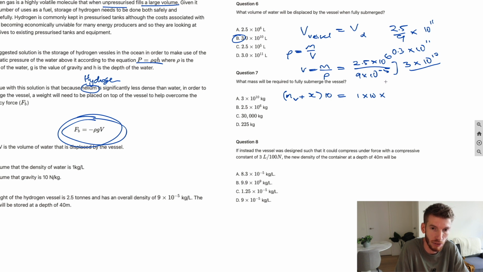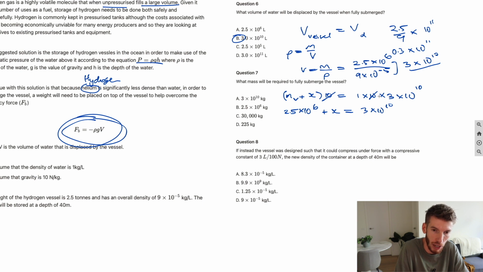And then the volume now of the water that's being displaced, because that's what V represented, we know is 3 by 10 to the 10. Like that. So already I can cancel out the 10s. And then I know that the mass of the vessel was 2.5 by 10 to the 6, right? Plus X. And 1 times 3 by 10 to the 10 is just 3 by 10 to the 10.